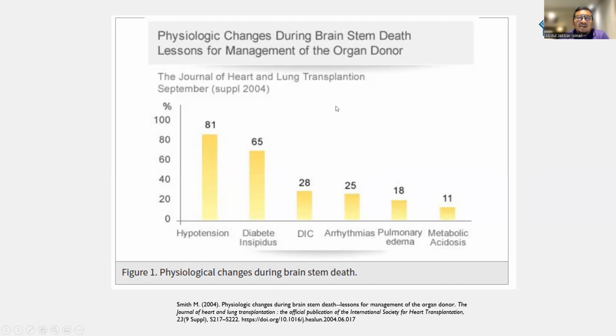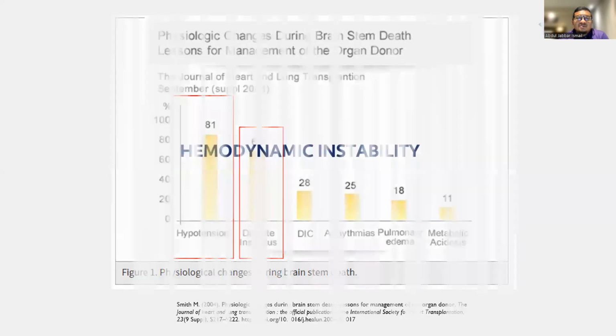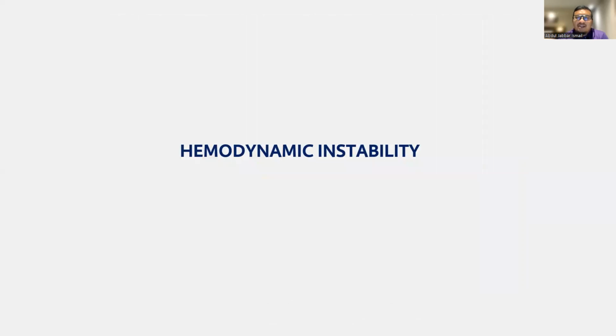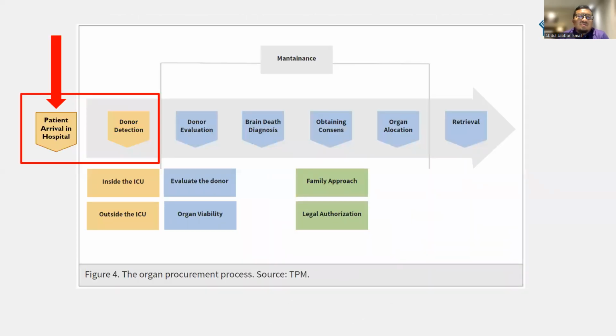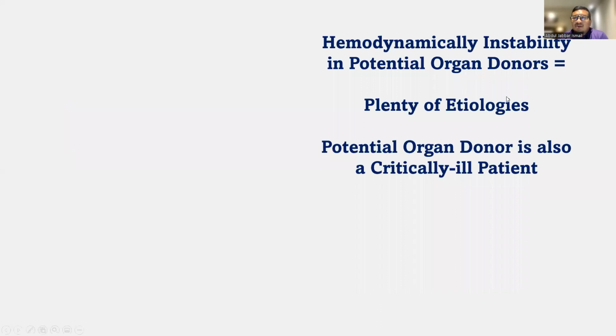So once brain death occurs, there will be a lot of physiological changes happening. But the two main important ones are the cardiovascular disturbance, which is hypotension, as well as diabetes insipidus. All right, so let's talk about hemodynamic instability. Right when the patient arrives, and around the time when we haven't done donor detection, is usually when the cardiovascular hemodynamic instability will occur because of the presentation of the patient itself when they presented to the hospital.